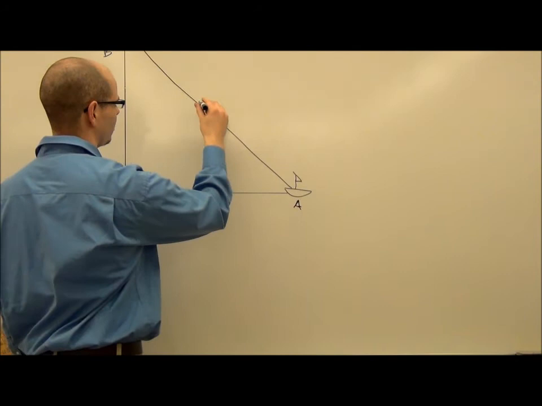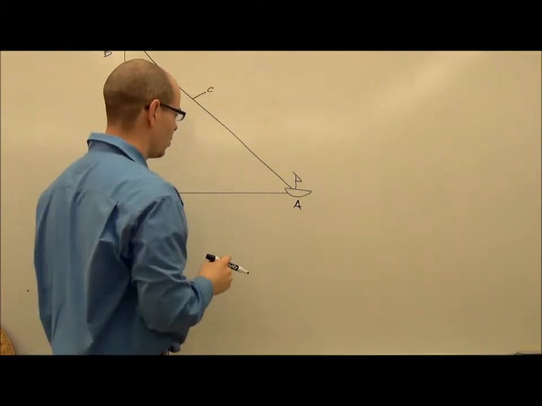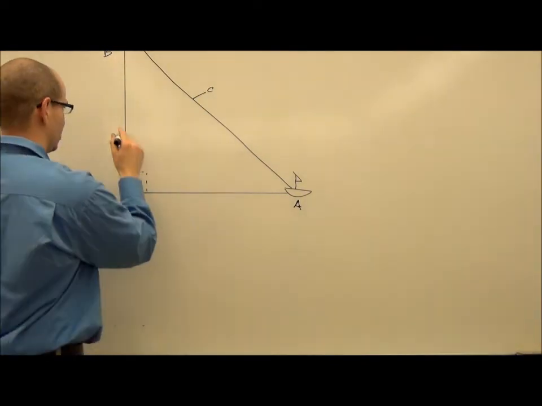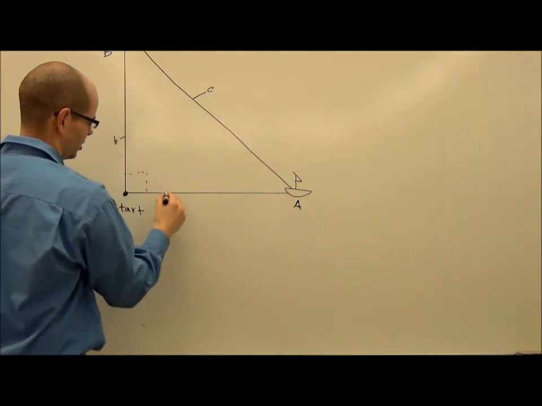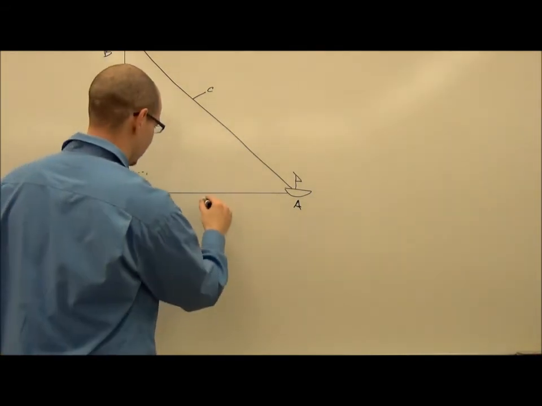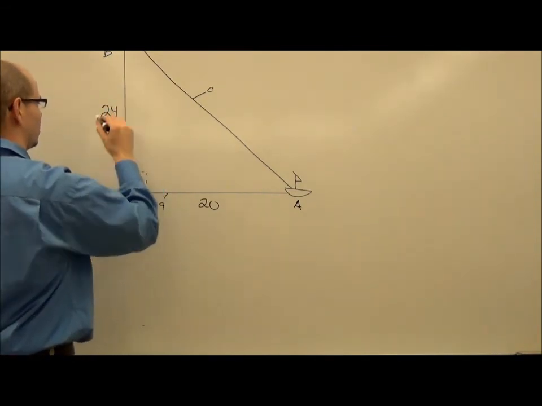Okay, so I have to label this side C, remember? That was always a requirement. The legs, the other two sides, don't matter as much. So let's call this one B, and let's call this one A. Okay, and now I'm just going to put in my distances. So this one was 20, and then this one here was 24.